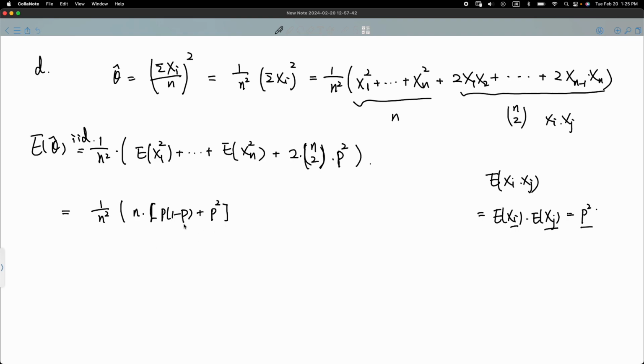So this is to evaluate E of xi squared. So the second moment is equal to the variance plus the square of the first moment, which is p(1 minus p) plus p squared. And because they are identically distributed, you can multiply a copy of n in the front, which is also the same idea for here: 2 times n choose 2, and then each of them is p squared.